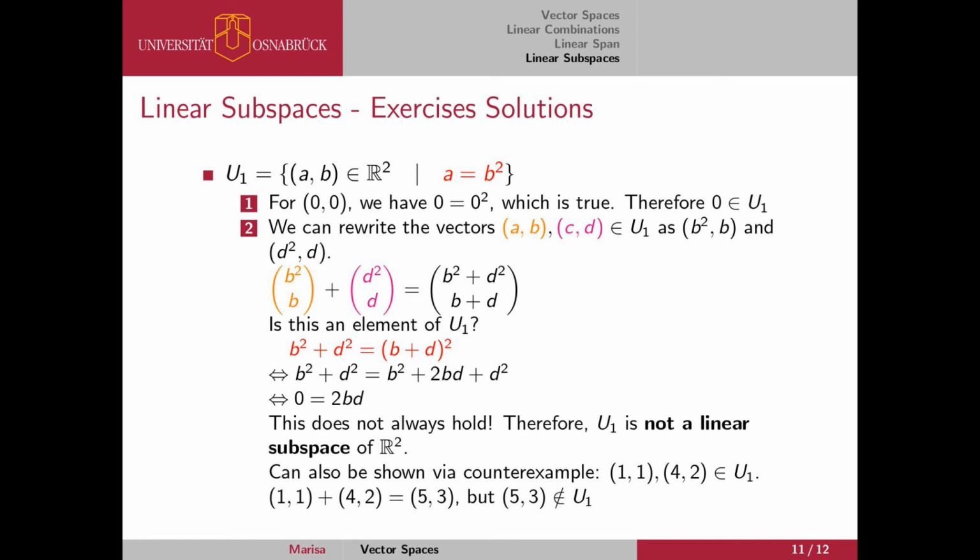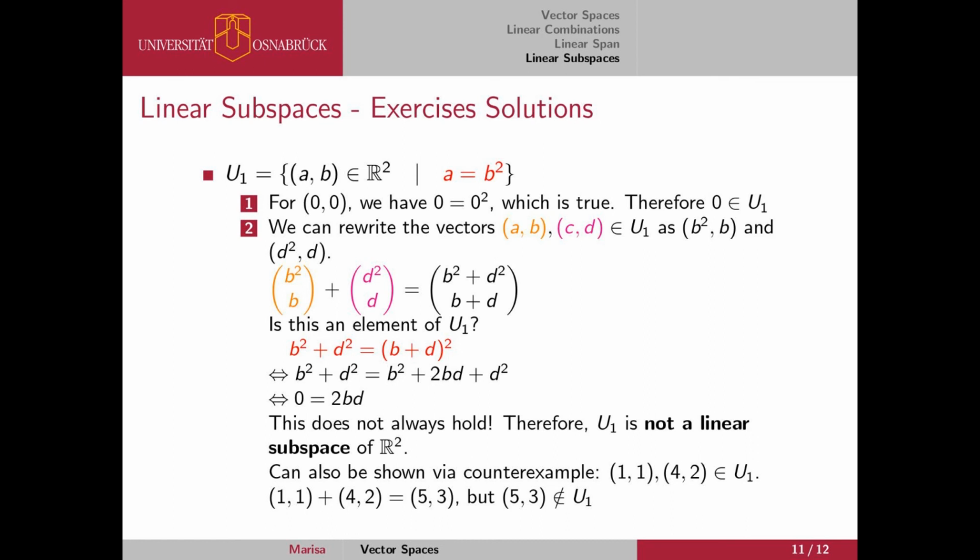So for it to be an element of U1, the equation would still need to hold, the equation that reads A equals B squared. In our case, this would mean that B squared plus D squared would have to be the same as the square of B plus D, because this is the lower element. But this means that B squared plus D squared would have to be equal to B squared plus 2BD plus D squared. And this consequently means that 0 would have to be equal to 2 times BD, but this is not always the case. There can be examples where this does not hold.